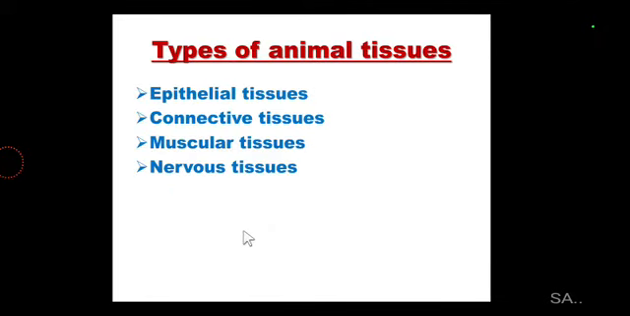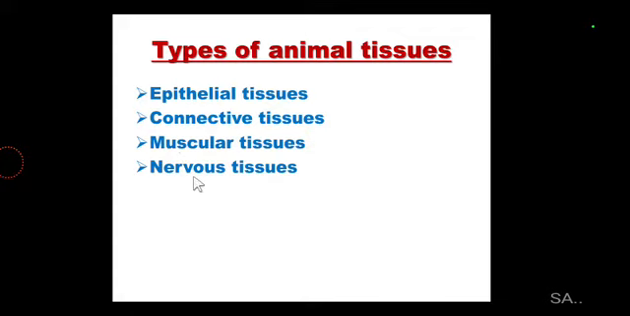Well, before starting the types of animal tissues, I want you to recall the organization of our body, that the smallest unit of all living organisms is basically the cell. So when similar cells combine together, they do certain functions for the body, then they're termed as the tissues. So tissues are made up of similar cells that perform certain functions. Here in case of animals, there are four types of tissues: epithelial tissues, connective tissues, muscular tissues, and nervous tissues. We'll see them one by one.